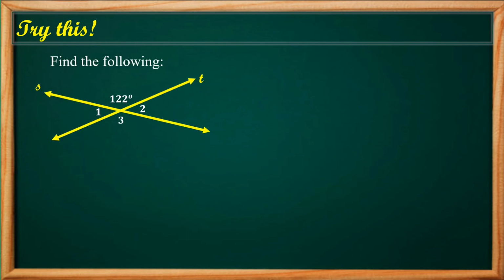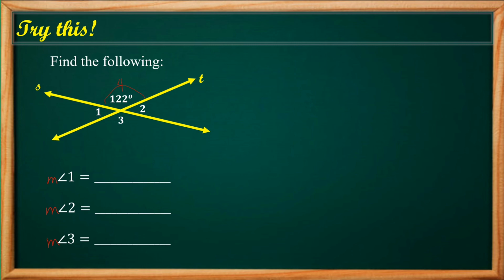Okay, now let's try this. Find the following. We have here our given line S and line T. This angle, our given, is 122 degrees. Then we have angle 1, angle 2, and angle 3. Example, this would be angle 4. Now, we are tasked to find the measure of angle 1, the measure of angle 2, and the measure of angle 3. The only given is the measure of angle 4, which is 122 degrees.